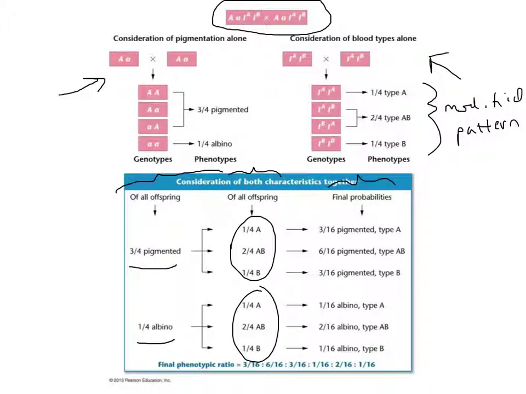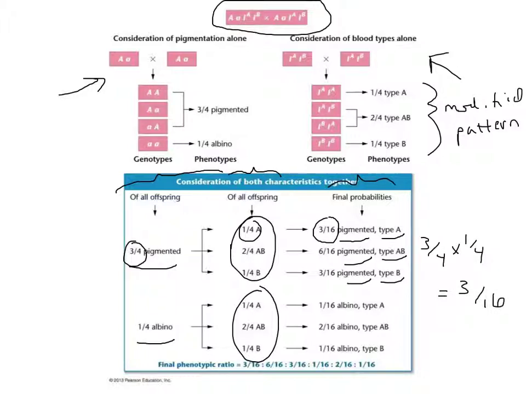In the final column, we're asking what's the probability at the top of being pigmented and type A, or pigmented and type AB, or pigmented and type B, and so on. And we get these probabilities, here 3/16, by multiplying 3/4 by 1/4. 3/4 by 1/4 equals 3/16. And if you do that and you add up all of the numbers in this column, you should get 16 out of 16, or a perfect probability accounting for all possible offspring types.